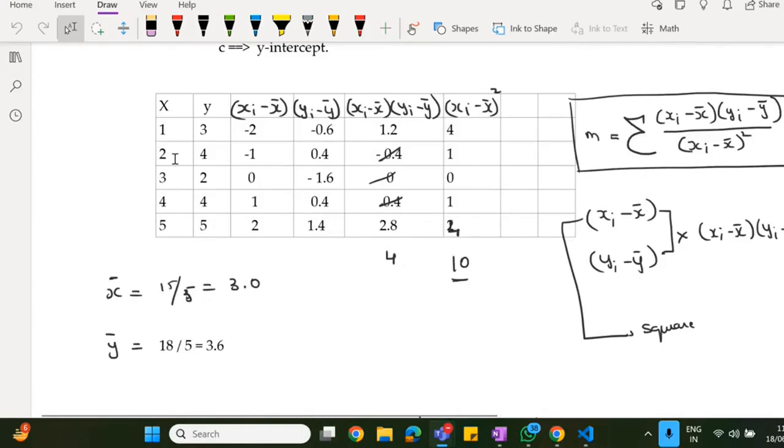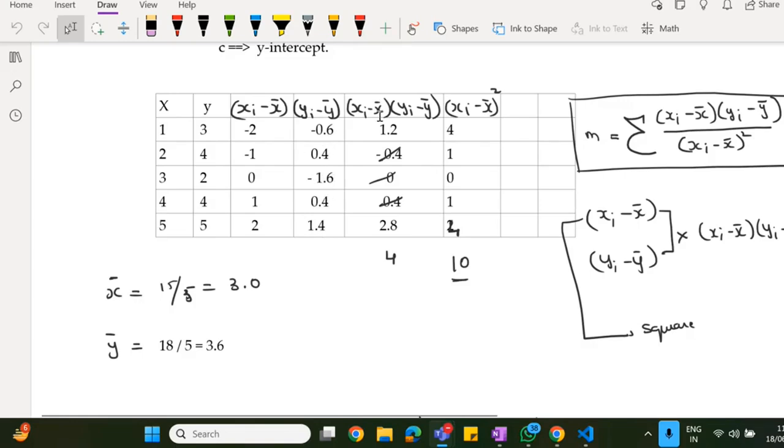We have done this over here, taking some dummy data. X values are 1, 2, 3, 4, 5, and y values are 3, 4, 2, 4, 5. Here x bar is the mean and y bar is the mean: x bar is 3, y bar is 3.6. So xi minus x bar is minus 2, minus 1, 0, 1, and 2. For yi minus y bar, you subtract each value from 3.6, which gives minus 0.6, 0.4, minus 1.6, 0.4, 1.4.